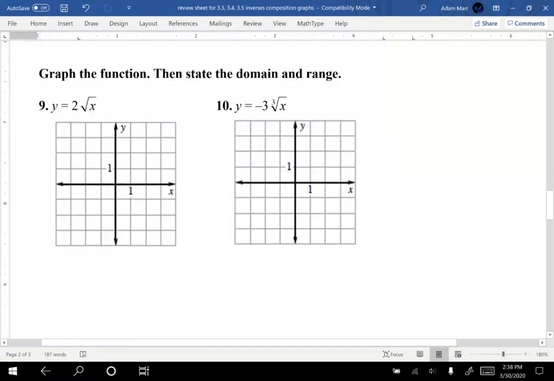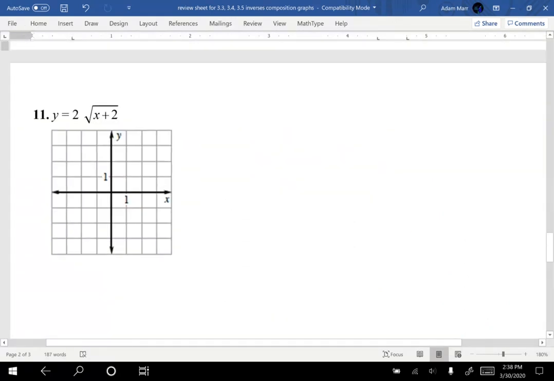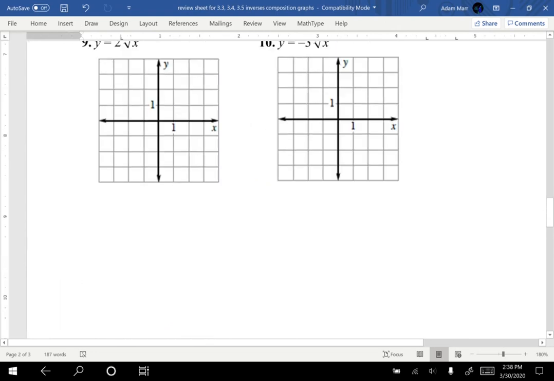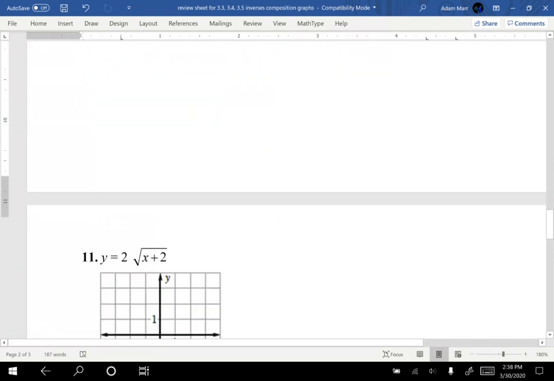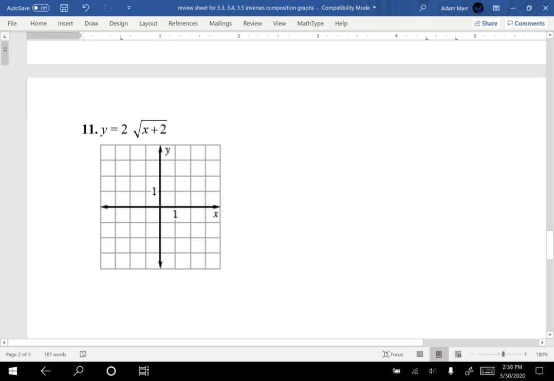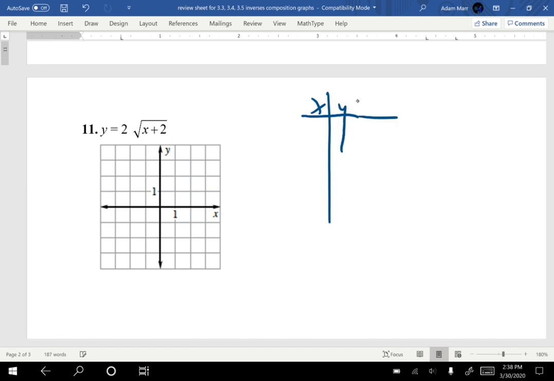All right, and the last part of the review sheet right here is graphing. Let's take a look at number 11, since that's a little bit more difficult. Let's see here. So we have y equals 2 times the square root of x plus 2. We kind of went over this last week in the Google Hangout, if you recall.